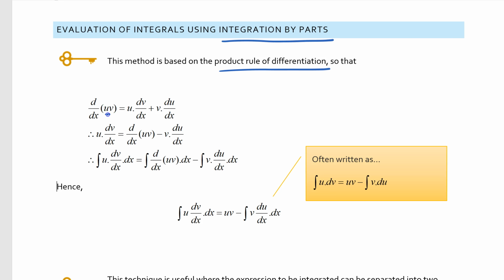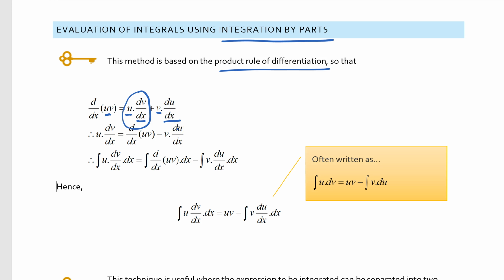So if we have a product, uv, each of which are functions of x, then we know that the product rule says put down the first, differentiate the second, plus put down the second, differentiate the first. And now, if we just rearrange that to make this the subject, that will become u dv/dx equals d/dx of uv minus v du/dx.